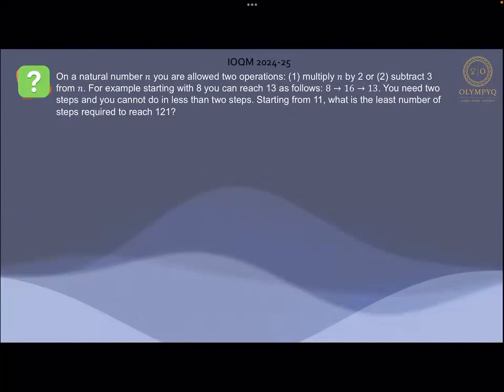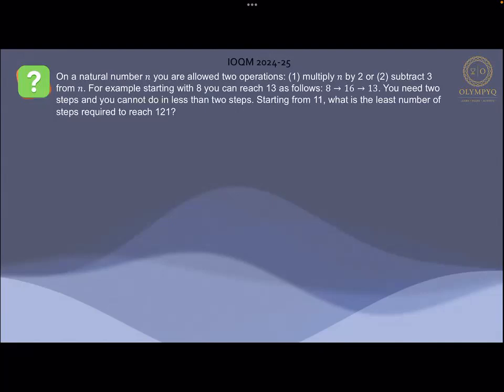For example, if you are starting with 8, you can reach 13 as follows: 8 times 2 is 16, and 16 minus 3 is 13. So you need two steps to reach it, and you cannot do it in fewer than two steps. Now, starting from 11, what is the least number of steps required to reach 121?